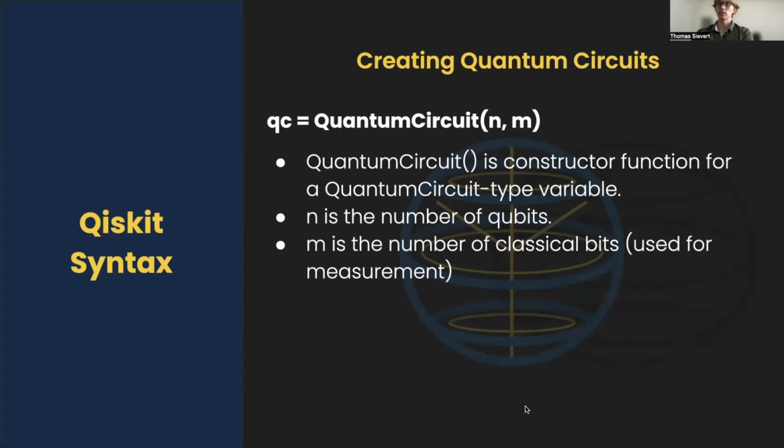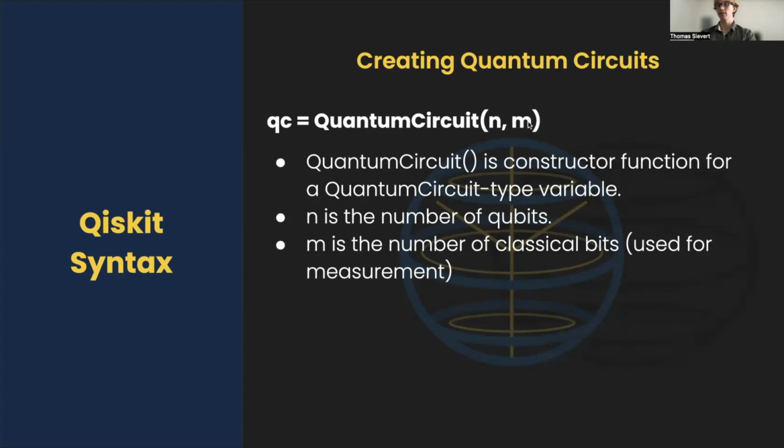If you're running on a simulator, then you should check to see how many qubits your simulator has before you use this. If you're running on a real quantum computer, same thing. You should check to see how many qubits your real quantum computer can handle before you set this number. We'll get more into the difference between simulators and real quantum computers in our lecture 4. But for now, I would say usually just a few qubits to get started is a good number, just to mess around with things. And then M is the number of classical bits.